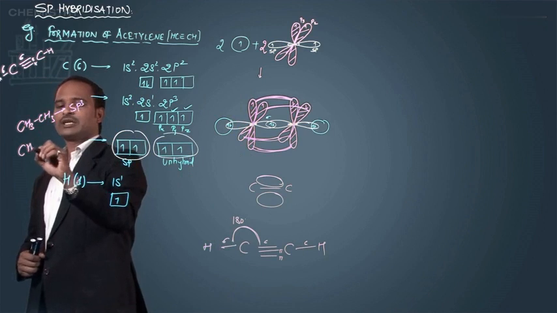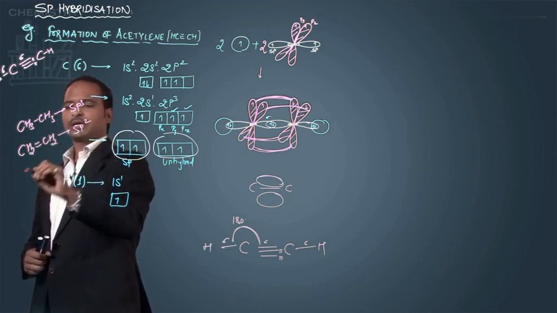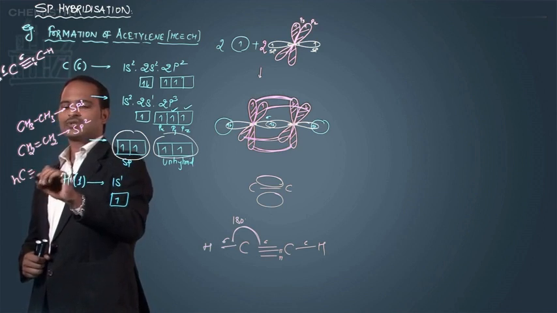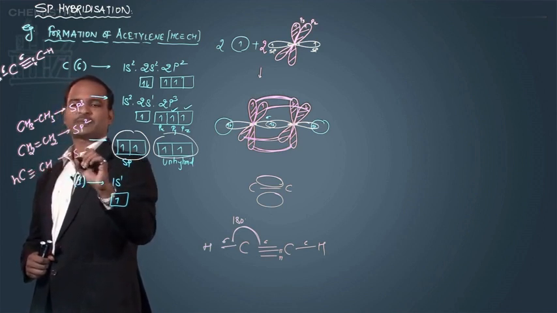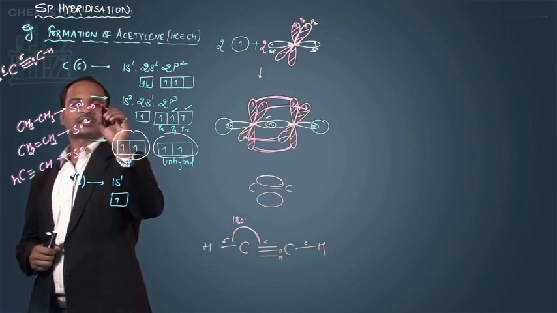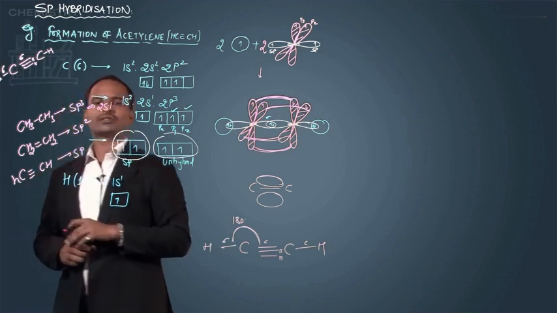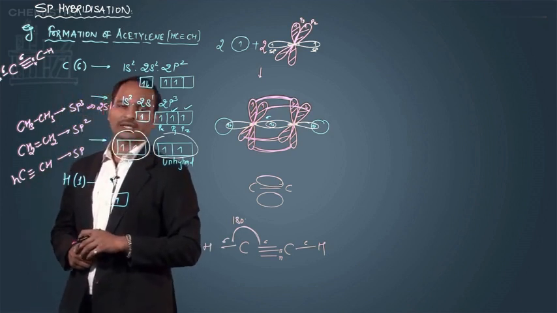In case of alkene, CH2 double bond CH2, sp2 hybridization. In case of alkyne, when the carbon forms a triple bond, sp hybridization. Here the s character: sp3 means 4 orbitals, so 100 divided by 4, each orbital has 25% character. So there is only one s orbital, so the s character is 25%.